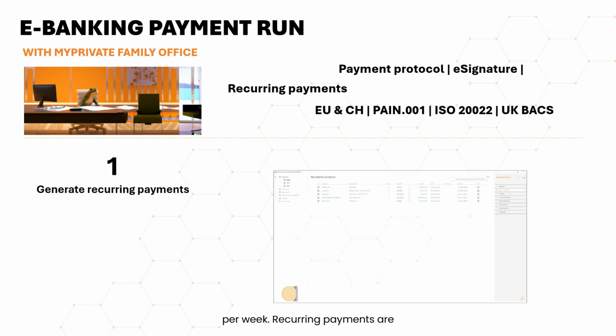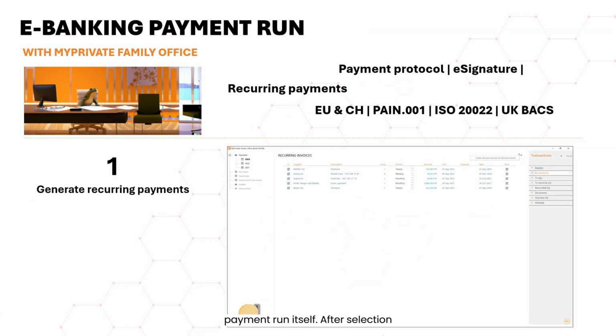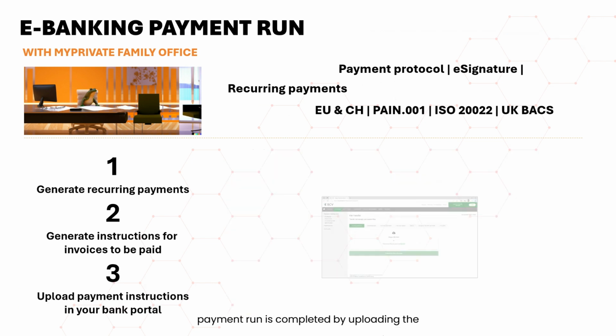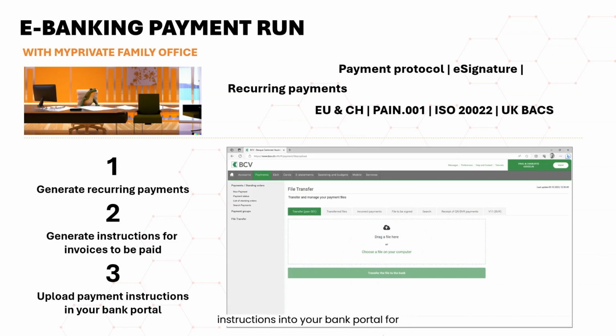Recurring payments are reviewed and generated prior to the payment run itself. After selection of the payments, MyPrivate generates a report of the invoices to be paid, and the corresponding e-banking file. The payment run is completed by uploading the instructions into your bank portal for execution.